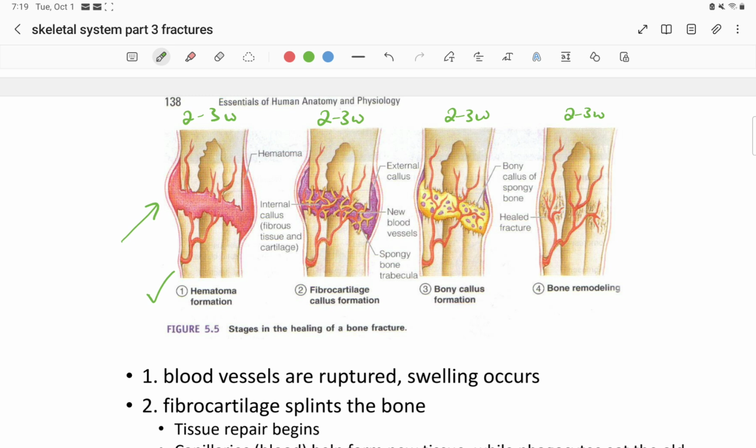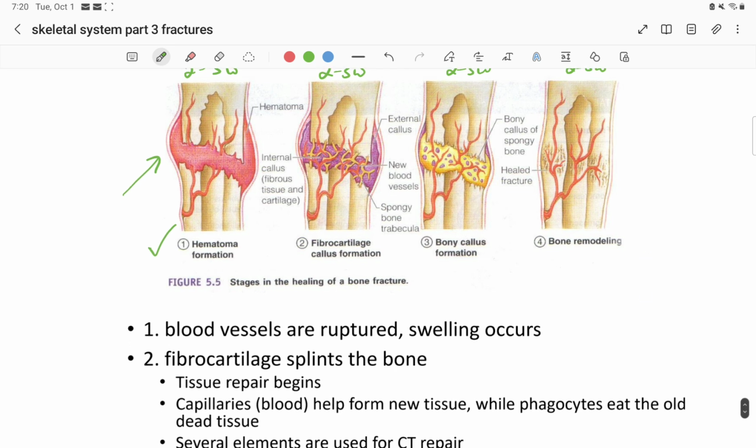In part 2, that's the fibrocartilage and callus formation. Okay, so that's in a way a type of scar tissue that's coming in. And it's also laying the foundation for the matrix so that the body can start to deposit calcium and other minerals back into the bone to re-solidify it. Okay, so that puts us to part 3, the bony callus formation.